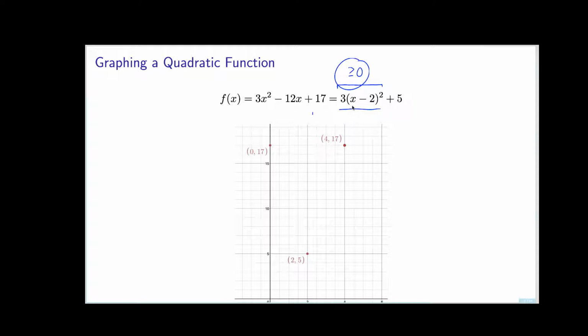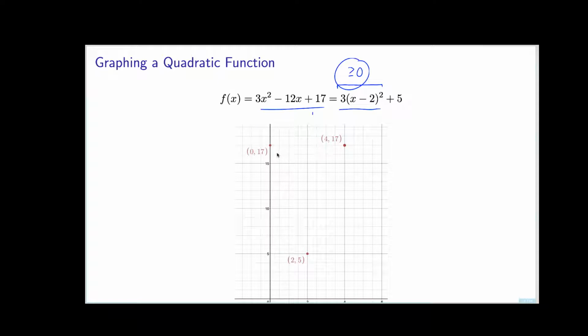Now, what's another easy point to plug in? Well, I know that when x is 0, y is equal to 17. That's the y-intercept of my parabola. I could plug it into either form. If I plug into the first, it's very easy to see quickly that when x is 0, y is 17. Over here, I would plug in x is 0 and we get minus 2. Minus 2 squared is 4, times 3 is 12, plus 5 gives us 17. So I have the point (0, 17).